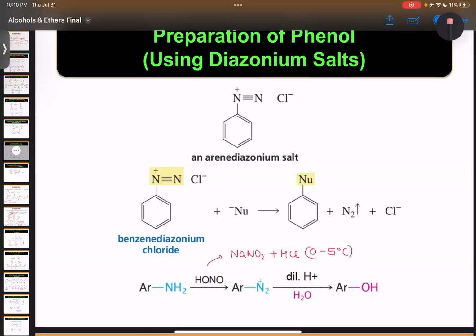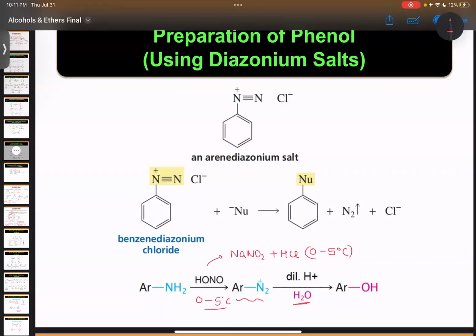Otherwise, because this diazonium salt is there, this is going to break away very quickly, right? You need to convert it into phenol by adding water. In order to make it and keep it stable for some time, in the meantime you can put more water to it. You need to take lower temperature, 0 to 5 degrees. Okay.